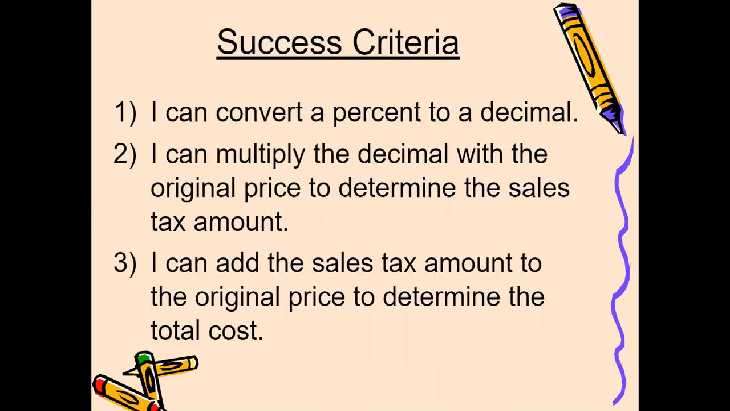The success criteria, this is what lets you know that you are achieving success in the objective. You will know that you are successful when you can convert a percent to a decimal, when you can multiply the decimal with the original price to determine the sales tax amount, and when you can add the sales tax amount to the original price to determine the total cost.